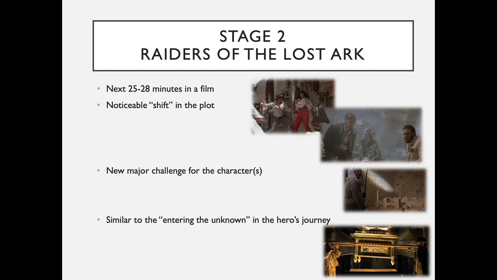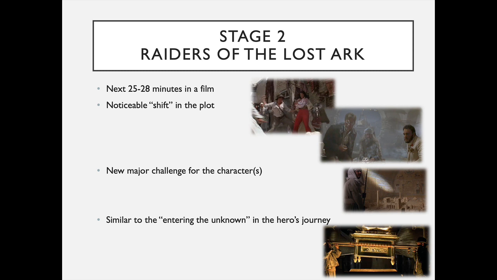Going back to Raiders, pretty mathematical. This is the next 25 minutes in that movie. There is a noticeable shift. We're not just paying attention to Indiana Jones as he teaches in his university classroom. This is now Indiana Jones out to find the Ark. And so this is stage 2, the doing of the challenge.